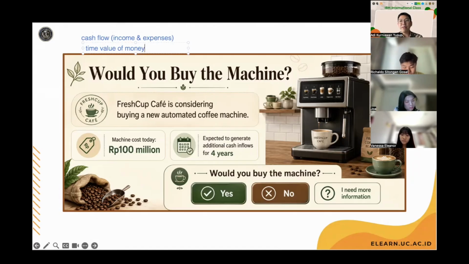For example, in your business, in year one, you get 100 million. In year two, you get 100 million. The value of the money will be different, okay? Because of the concept of time value of money. Now, to decide whether you need to purchase the machine or not, there is a concept we call capital budgeting.